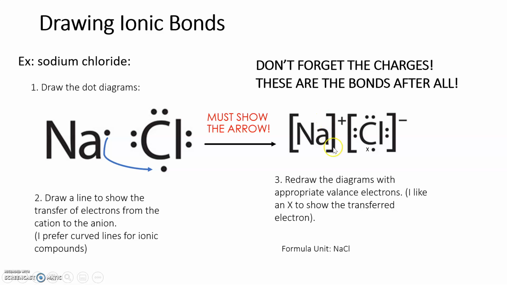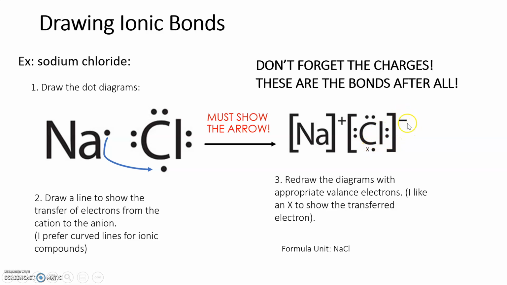I draw the sodium. I put it in brackets. Why do I put it in brackets? Well, because it has a positive charge. It lost an electron. It is now positively charged. Chlorine, here's chlorine. Again, I've got them in brackets. I use an X to represent the electron that transferred. So there's the electron that transferred over from sodium. You don't have to use an X. I just like to. It helps me to see exactly where that electron is.